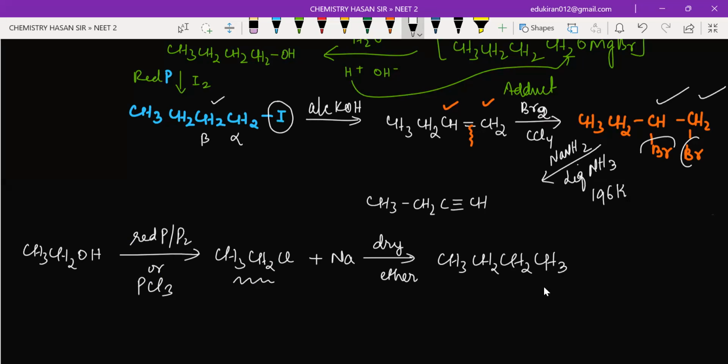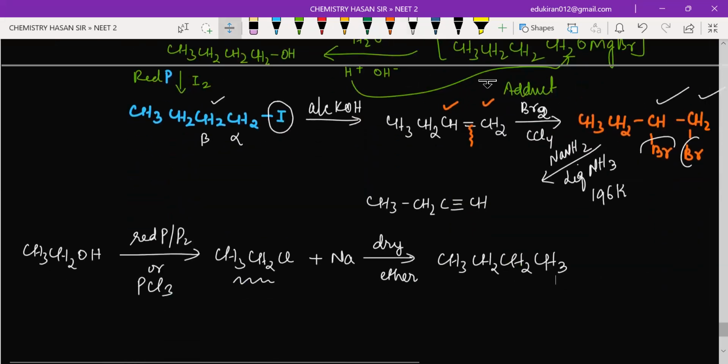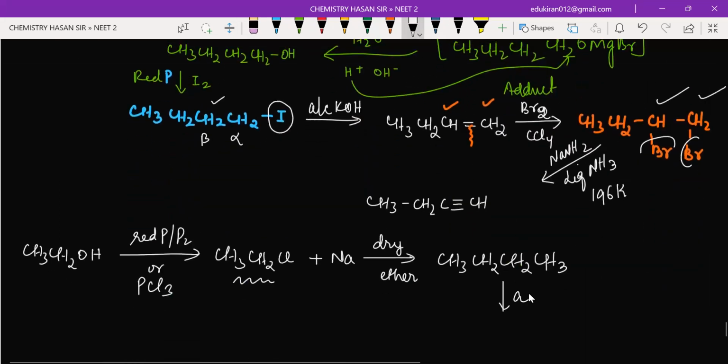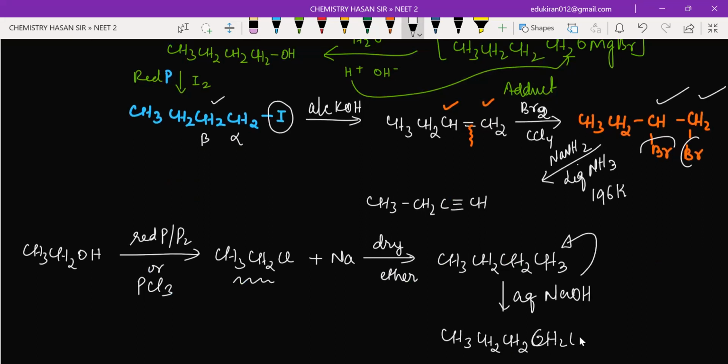After getting this, I need alcohol. So I'm going to treat this with aqueous KOH or NaOH. So this OH I'm going to take on this because we need it only. So CH3CH2CH2OH, CH2, CH2OH. And after this, I'm going to react this again with red phosphorus and iodine, or we can use PCl3 or PCl5.